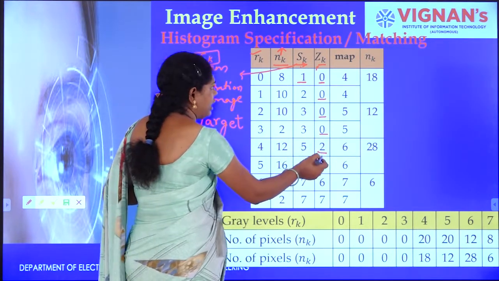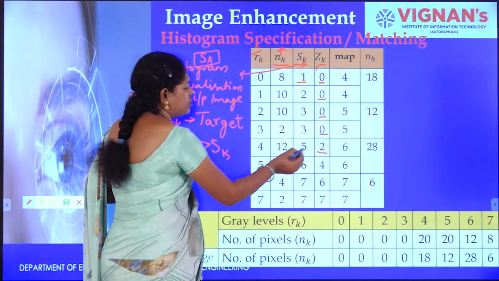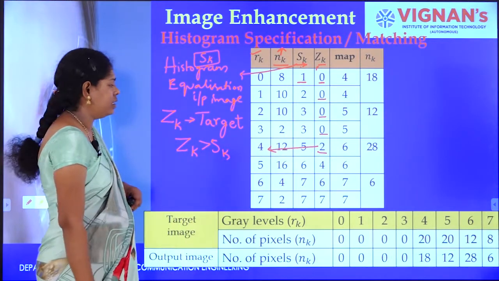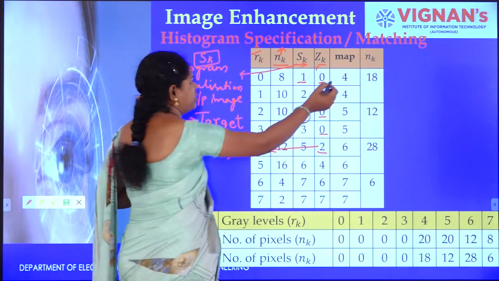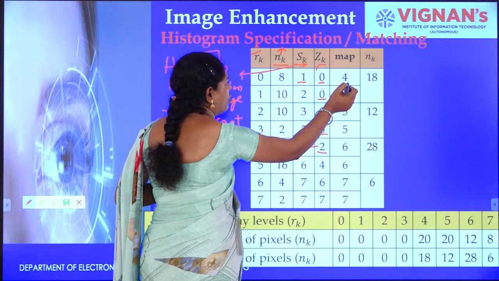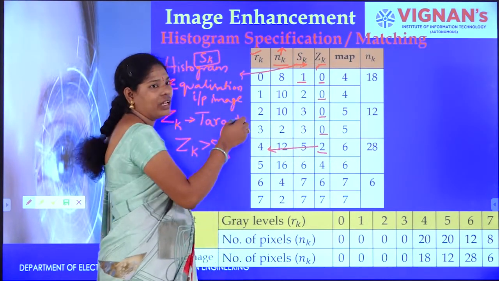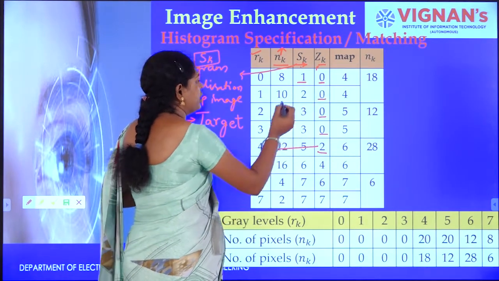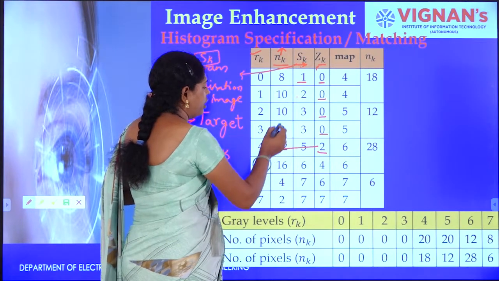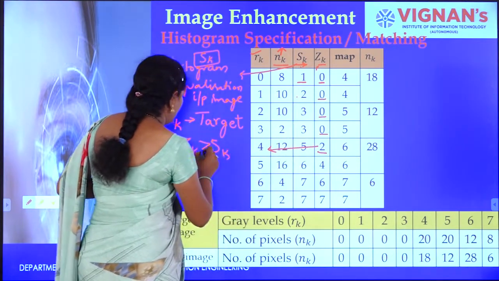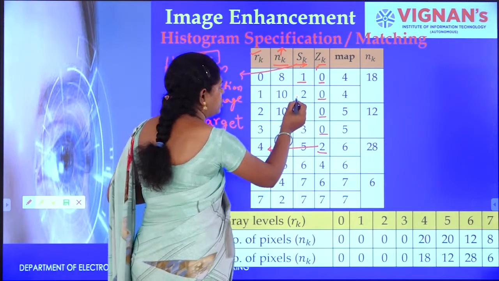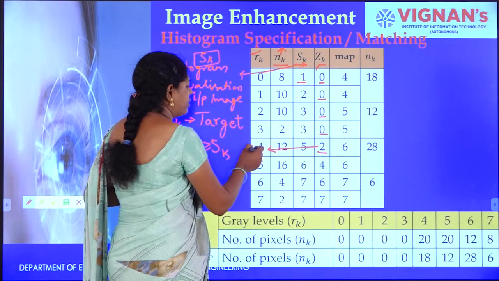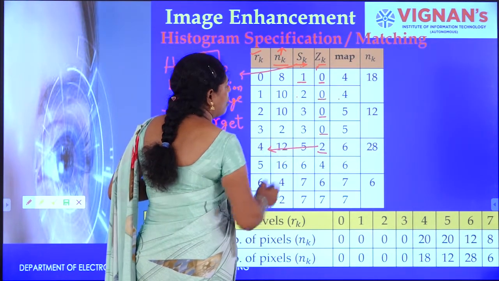Here the ZK is greater than SK, so the corresponding RK is 4. So 1 is mapped to 4. Wherever the intensity value 1 occurs, it will be replaced with intensity value 4. Similarly, next the 2. For 2 it is equal, equivalent to 2, so the corresponding mapping is 4. So we are considering it as 4.